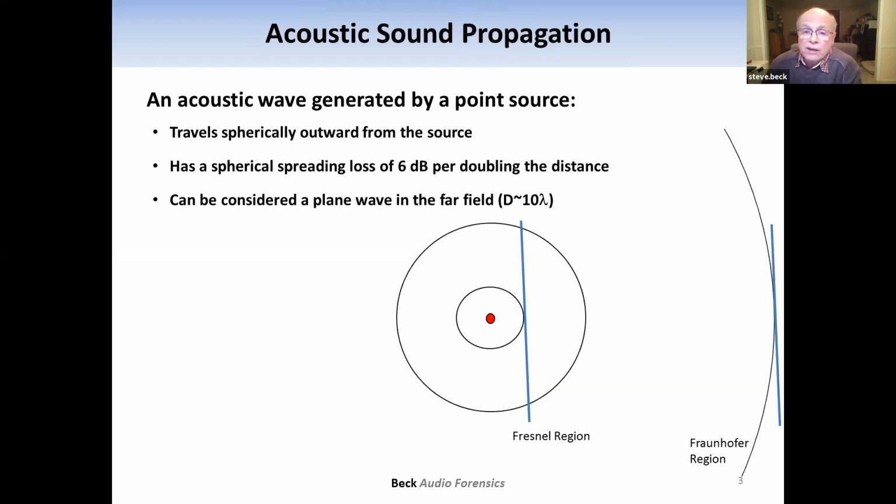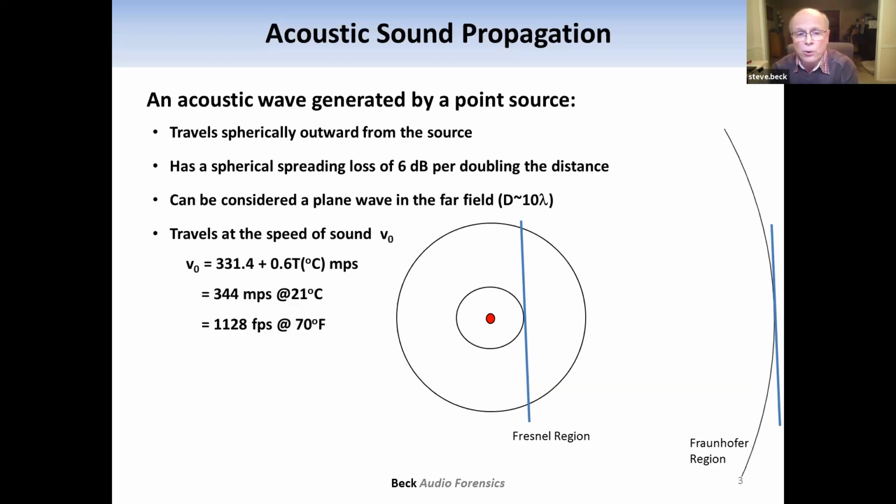That wave can be considered a plane wave in the far field. You can see here in the near field, the wave is very curved, okay, and it doesn't look like a straight line. But as you get out toward the far field, it's starting to look more and more like a plane, like a straight line here. So we can take advantage of that knowledge. And that's a lot of what we're going to wind up talking about here in this analysis.